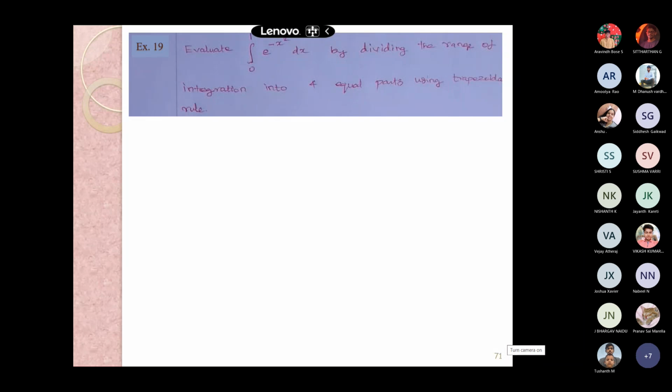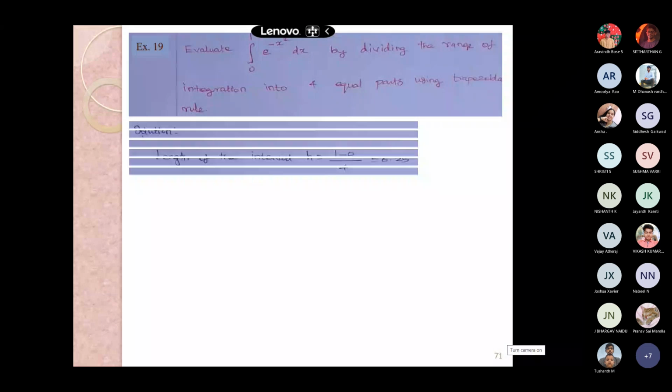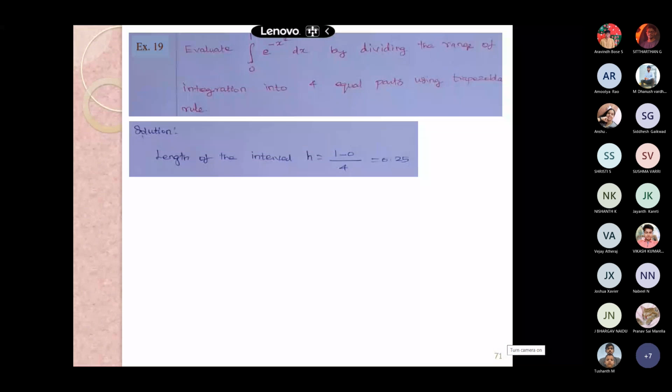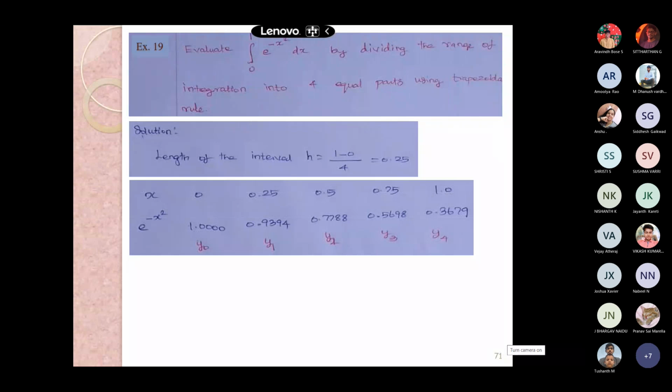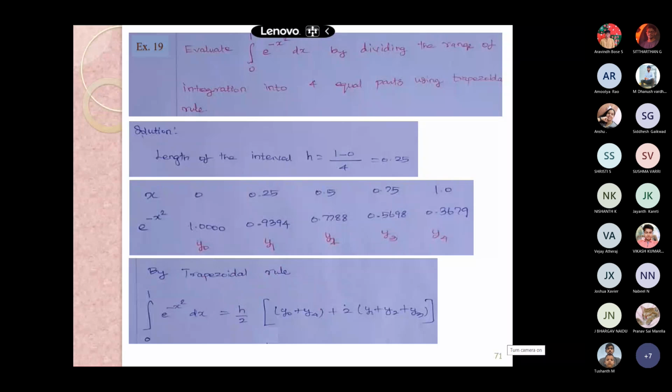And here the n is given in the problem. The n is usually based on our interest, you take the n value and you proceed. And the length of the interval, that is h, is equal to upper boundary minus lower boundary divided by the number of parts. So here the h is equal to 0.25. Based on this h and lower and upper boundary, we can get the results of various e power minus x square, and these are the various intervals and results: 1 and 0.9394 and 0.7788 until 0.3679. They vary based on your interval.